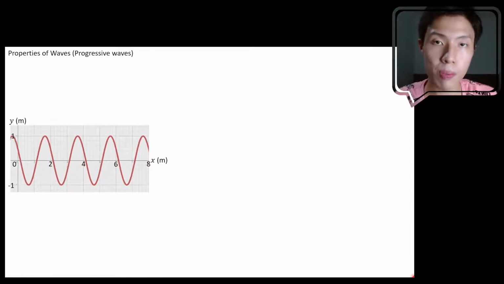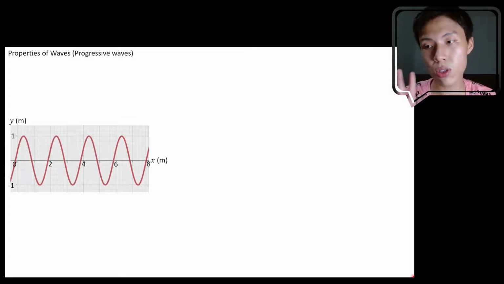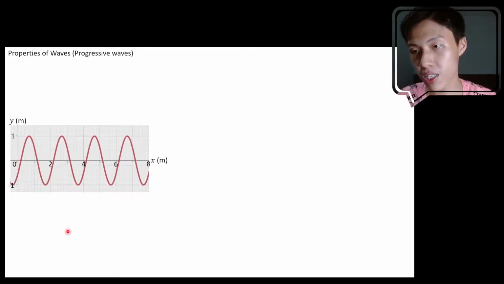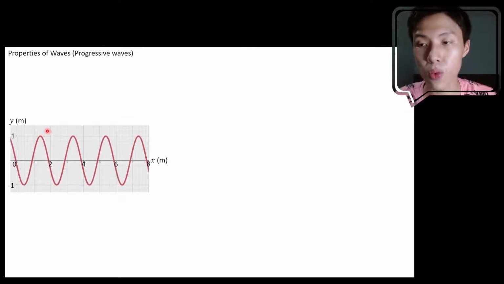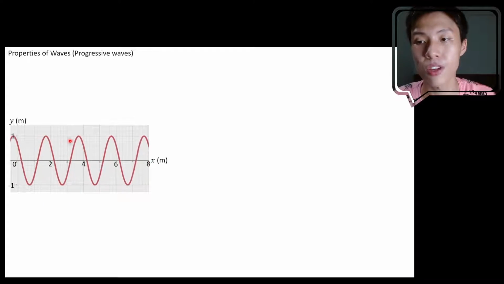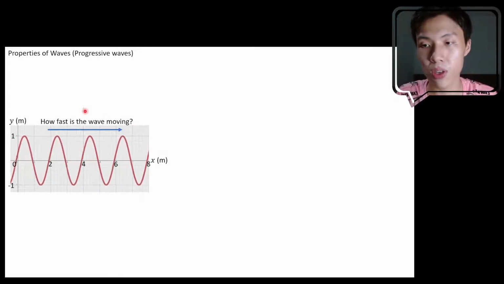Let's move on to talk about velocity. So when we talk about a wave moving, there are two types of velocity that we can investigate. First, we can look at how fast the wave is moving. In this case, how fast is the wave traveling to the right. That's the first type of velocity that you can investigate.